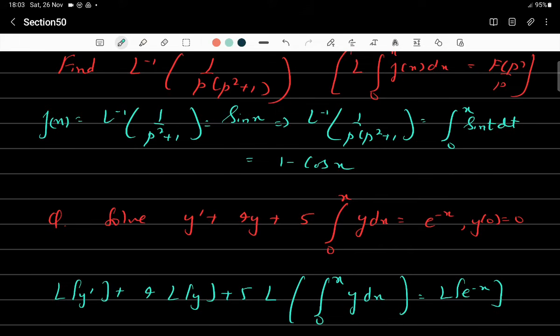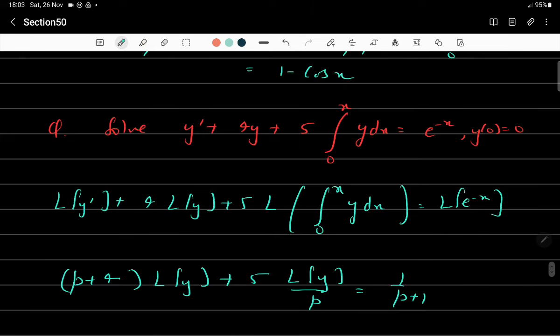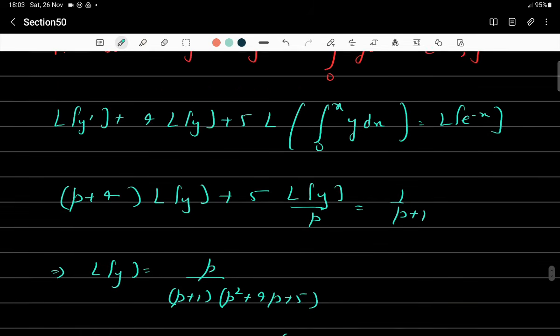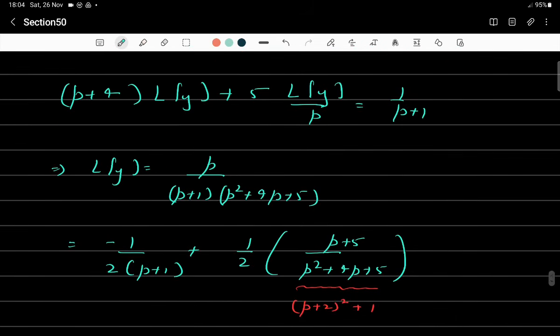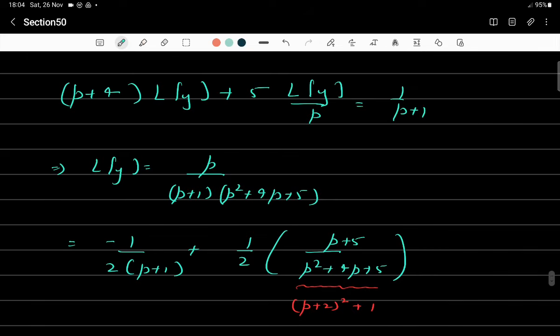Yes, so it used to be L of f of x by p, because f of p is L of f of x. Instead of f of x, if I have y, it becomes L of y by p. So this is how it looks like. And now if you simplify it, then the rest is simple. You have to use the partial fraction. And if you use the partial fraction, this is how it turns out to be.